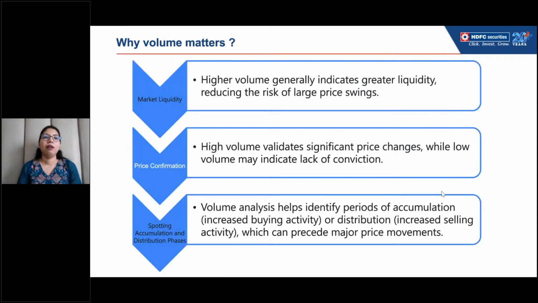Now, why volume matters? इतना सब स्टडी करने के पहले ये जानना जरूरी है कि वॉल्यूम आपको कहाँ पे हेल्प करता है.